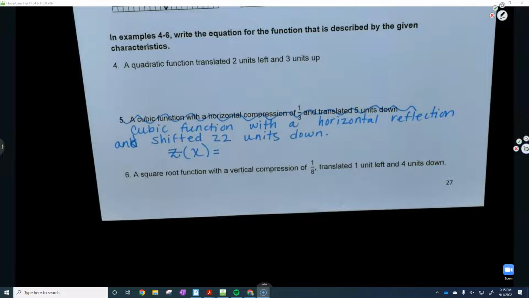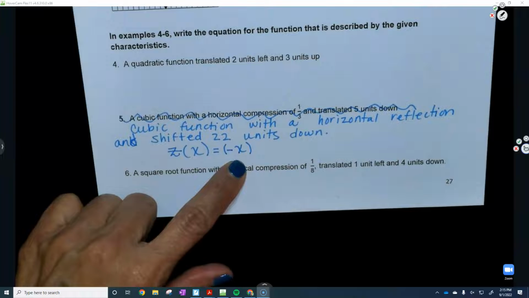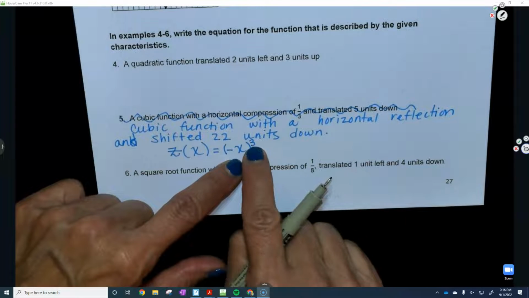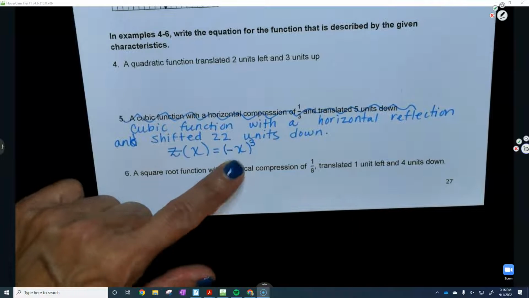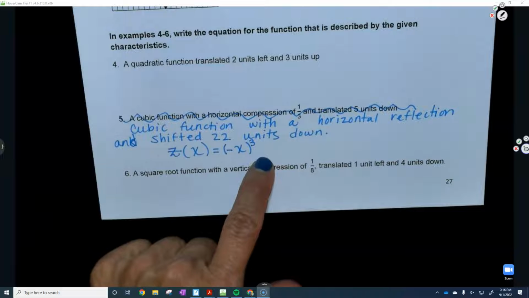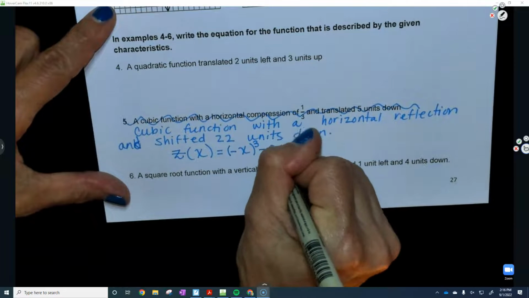Look over the board. Remember, a horizontal reflection is a negative B value. Your B's go inside groups like H's. H's and B's always go inside groups. So, if we're dealing with a cubic, I have to put this negative in there with the X. And don't forget it's cubic, so put your exponent of 3 out there. The K value is still the same, though. The K value is on the outside. So what do we write after that? Minus what? Yes. Way far below the origin.